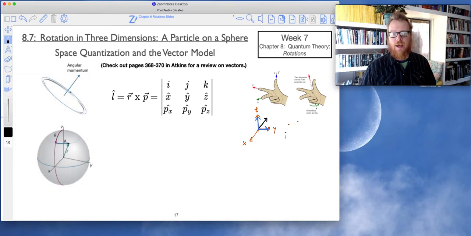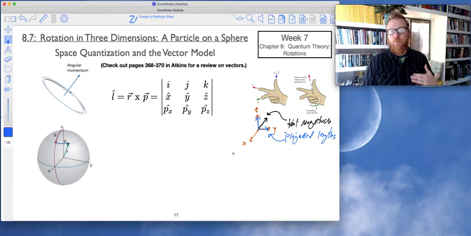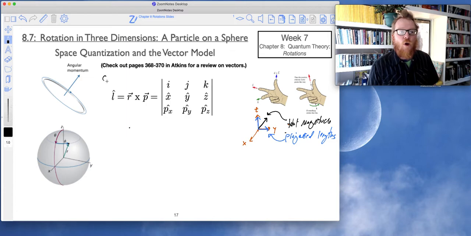So let's label those. Total magnitude, and that total magnitude gives me the length of that vector. I'm going to call the blue areas the projected lengths. With this vector, the way I've drawn it, we'd have projected lengths on the z and the y. But what if I gave my vector some pitch out into that x dimension? Then we would have projected lengths on the x, y, and z, and we would have to use the full three-dimensional cross product to describe that vector.